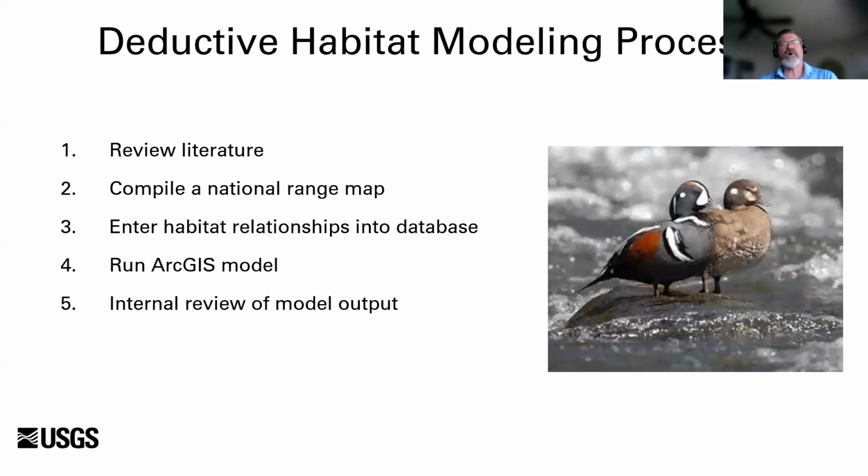So our modeling process has been to review the literature, compile a national range map for the species. We identify those habitat relationships based on that literature into a database. We run a GIS model, and then we have internal review of the model output. And then once that is done, we will go out and have external review of the model output to build us some confidence in the models and to make sure that we're modeling the species correctly.